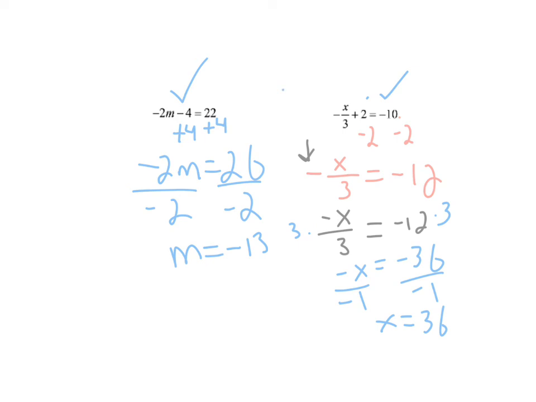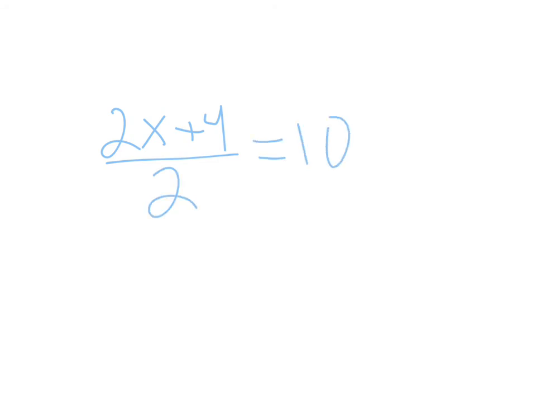One more problem I want to show you, just as one that has a big fraction. I like to call them big fractions. Say 2x plus 4, all divided by 2 equals 10. Now what happens here is that there's actually parentheses here on top, but they don't show that to you.